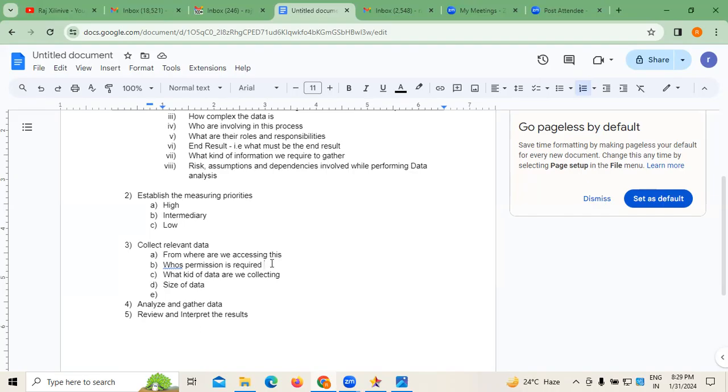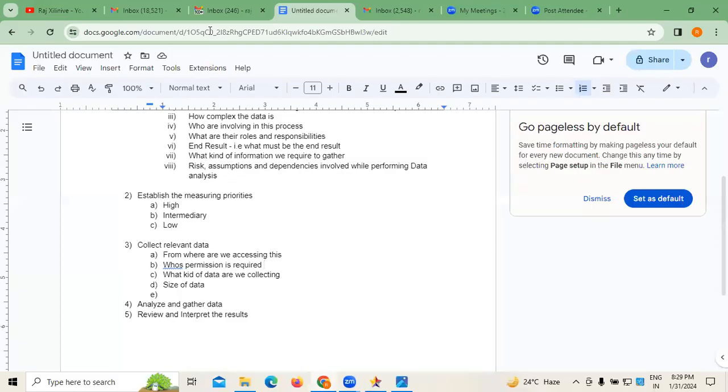Next, whose permissions are required? This is where I told you about the risks as well as assumptions. If you remember, in the beginning of the session, when I was explaining the first point, I told you: what are the assumptions, what are the risks involved, what are the priority items. We must know the people who are going to provide us the permission.